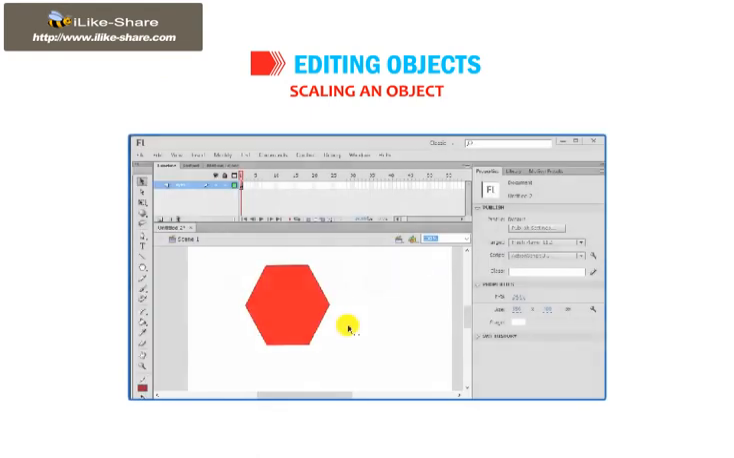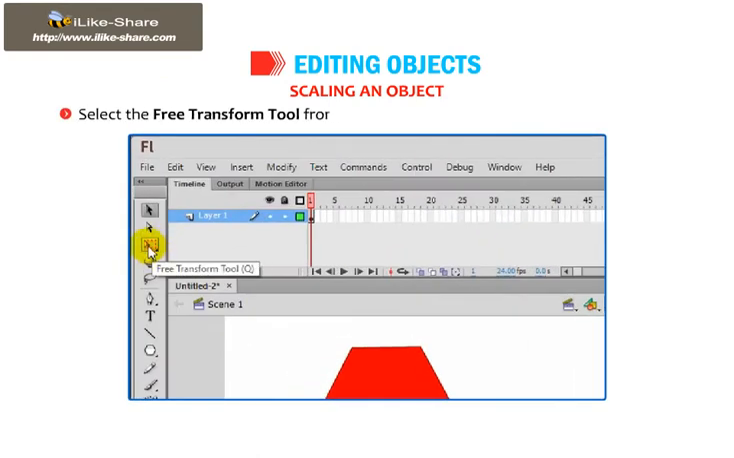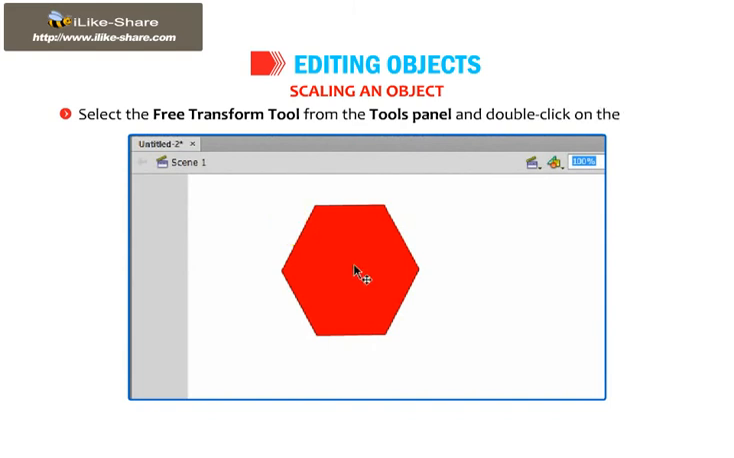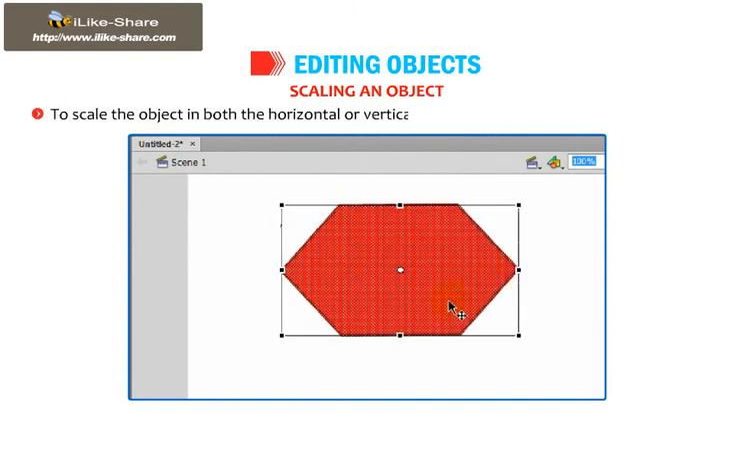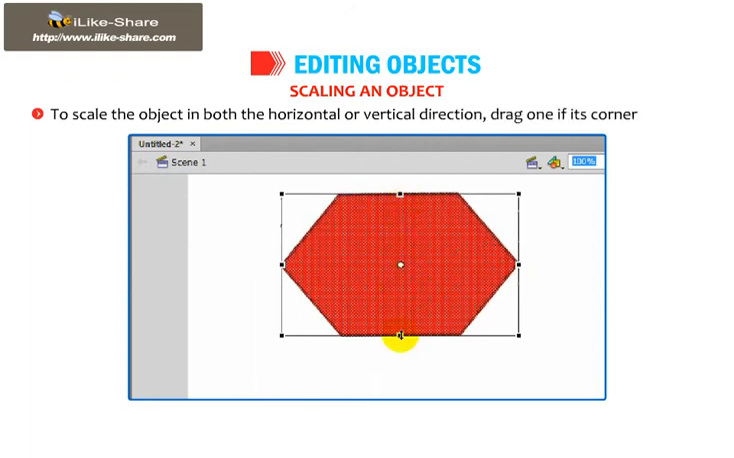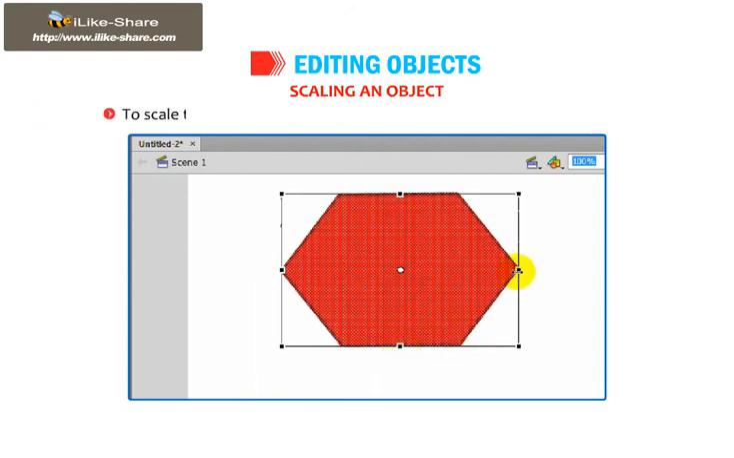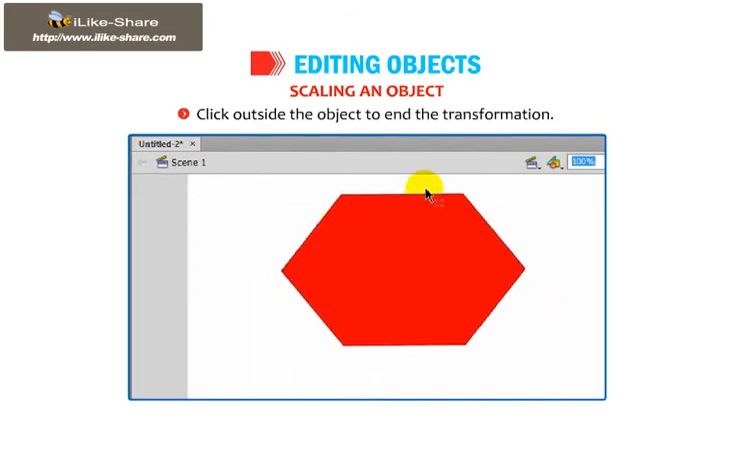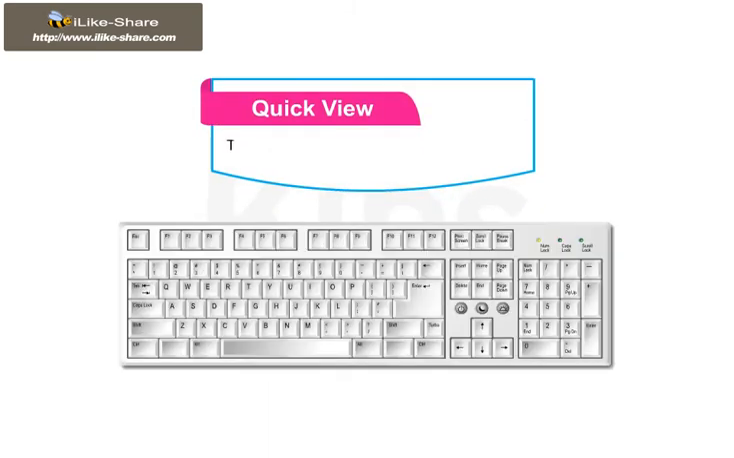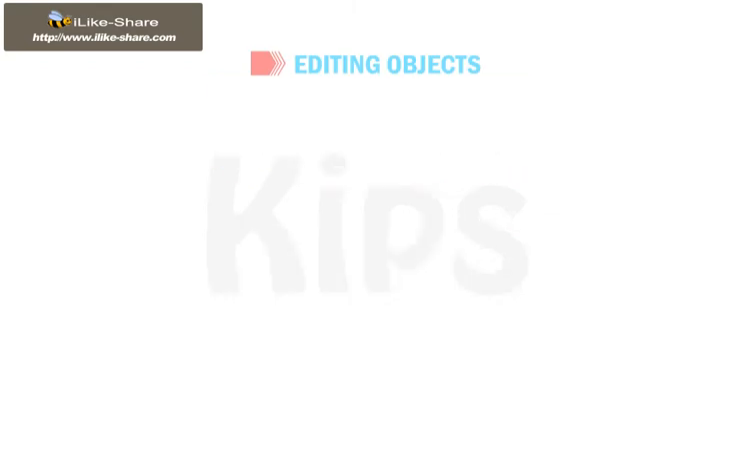Scaling an object. Select the Free Transform tool from the tools panel and double-click on the object. To scale the object in both the horizontal and vertical direction, drag one of its corner handles. To scale the object either horizontally or vertically, drag a center handle. Click outside the object to end the transformation. Students, let me quickly tell you that the shortcut key to use the Free Transform tool is Q.